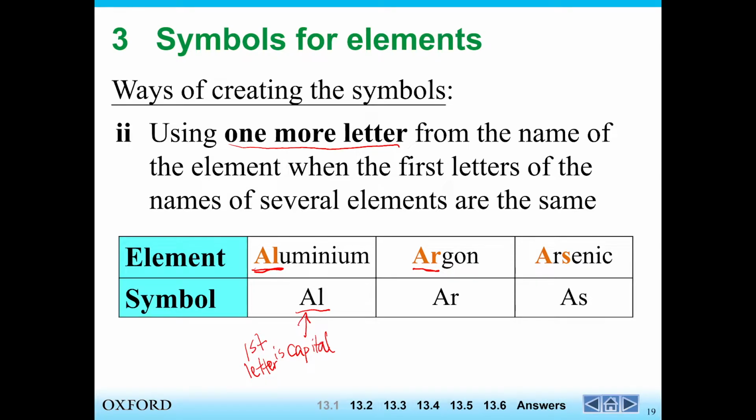And I have arsenic here. I'm not using Ar anymore. Why can't I use Ar? Because I already used Ar for argon. That's why instead I'm going to use the third letter, which is S. So arsenic is As.